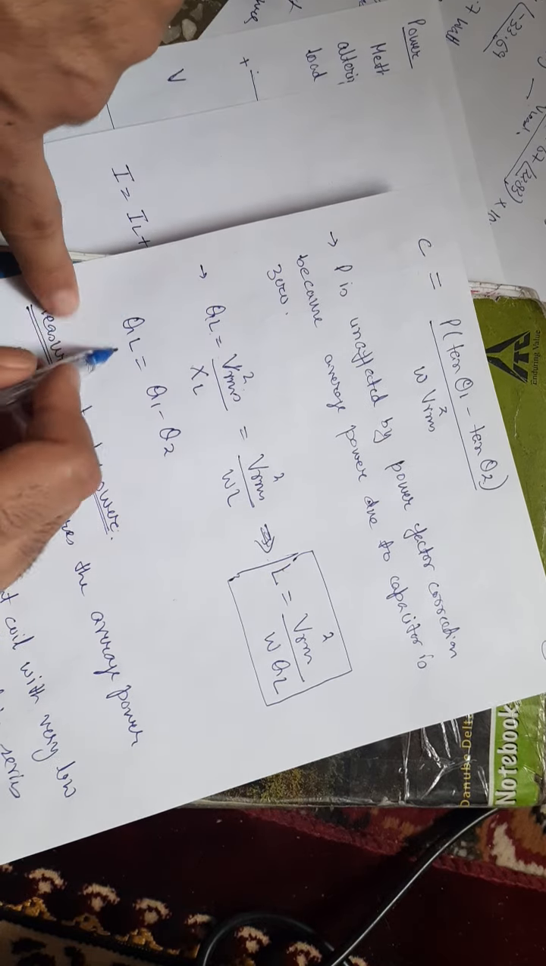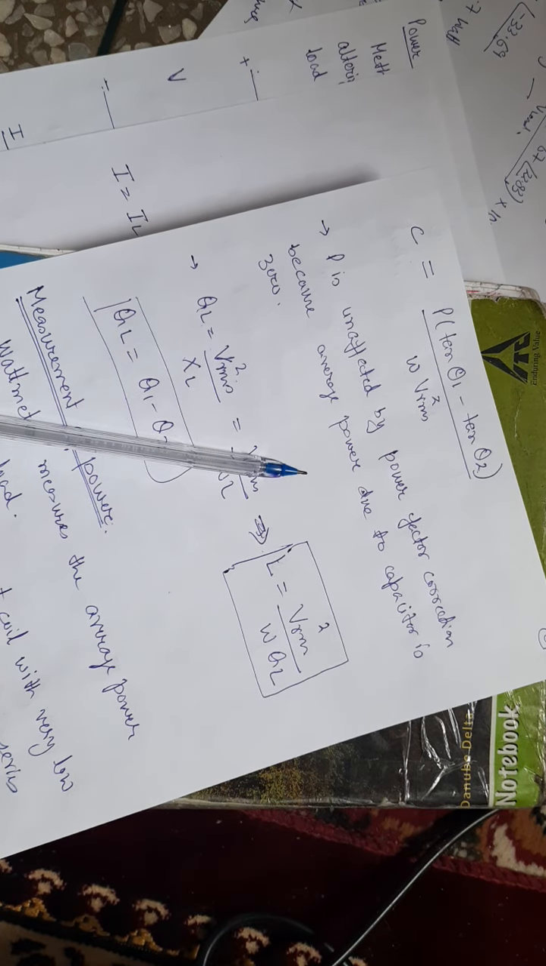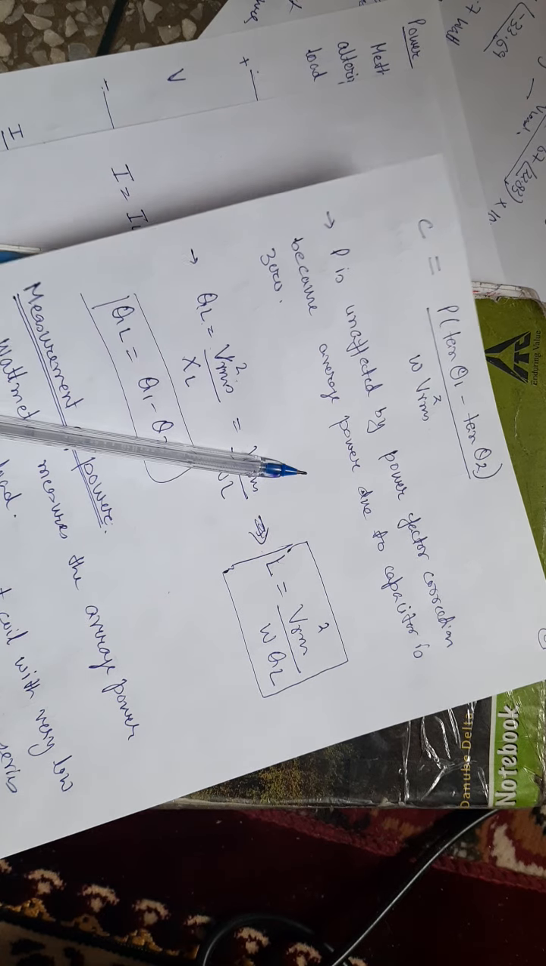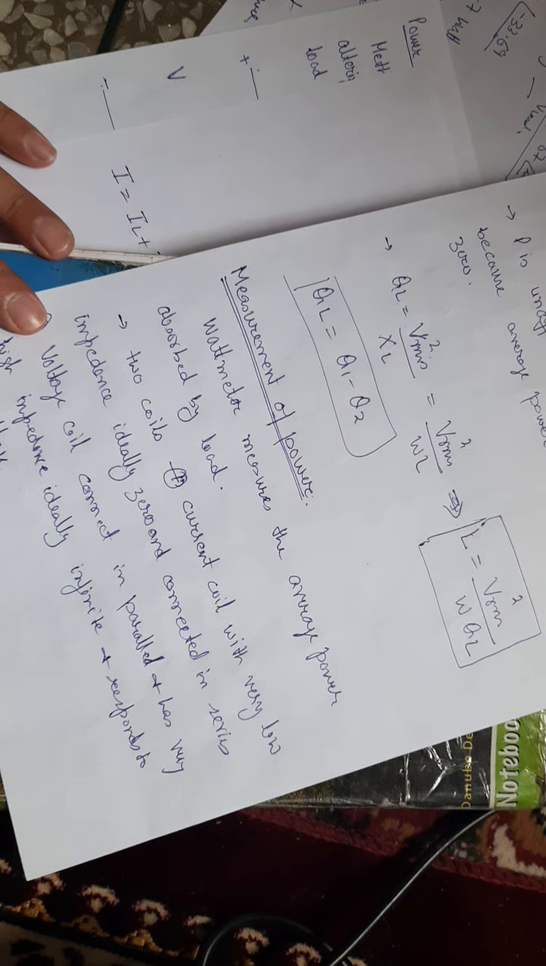QL will be nothing but Q1 minus Q2. So this was all about the power factor correction method. Next, let's see how the wattmeter measures power. Basically, the wattmeter measures the average power absorbed by the load, or real power.